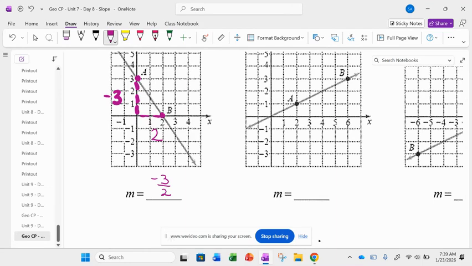And just like with all other fractions, if you can reduce the fraction, should you reduce the fraction? Yeah, but -3/2 can't be reduced, so I leave it just like that. We don't change it to a decimal, we don't change it to a mixed number, we leave it as an improper fraction.